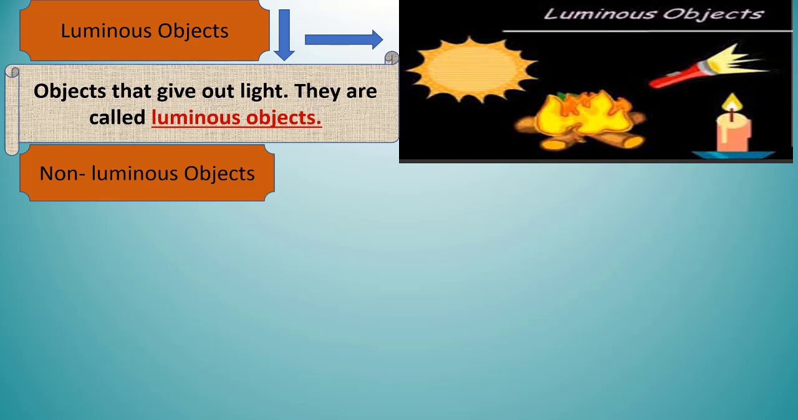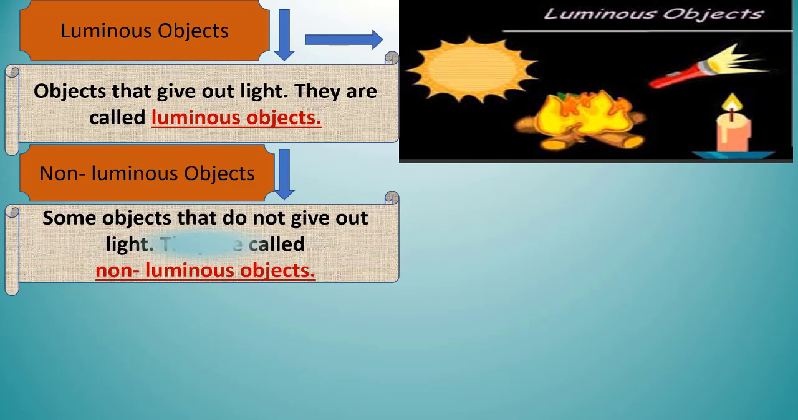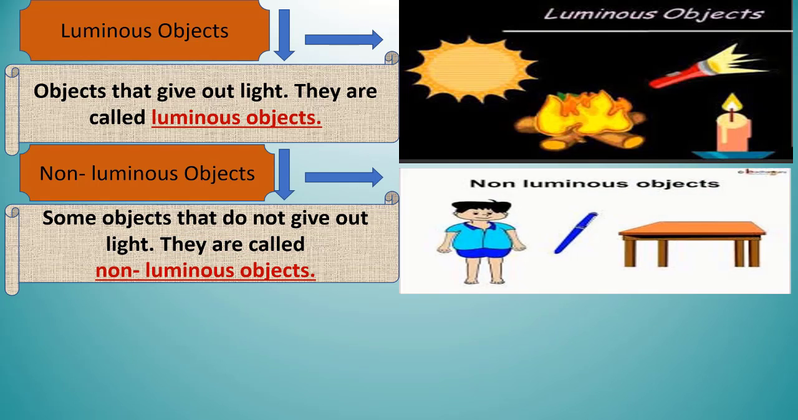Now see non-luminous objects. Some objects do not give out light, they are called the non-luminous objects. Non-luminous objects are human beings, pen, wooden objects. They do not give out light. So that's why they are called the non-luminous objects.